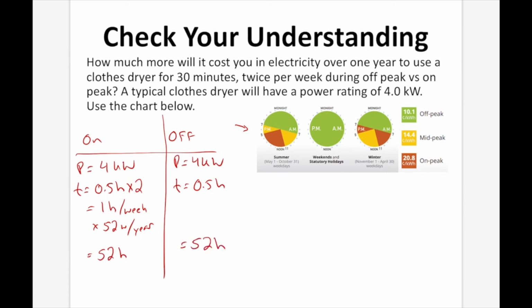Now the off-peak is 10.1 cents and the on-peak is 20.8 cents. So to find our cost, we're going to take our kilowatts, which is 4, times the hours, which is 52, times the cost, which is going to be for on-peak 0.208, and for off-peak it's going to be 0.101. For on-peak, that's going to give us a total cost of $43.26, and for off-peak it's going to give us a cost of $21.01. So you can see a substantial savings. Now it's only $23 and change, but it is a savings and it does add up over time, especially when you take into account every other appliance in your house.